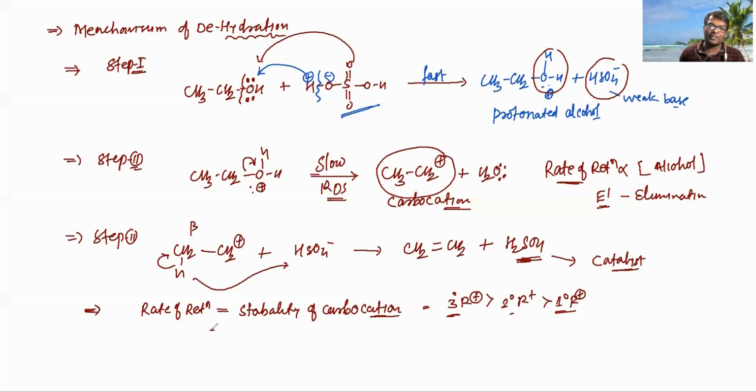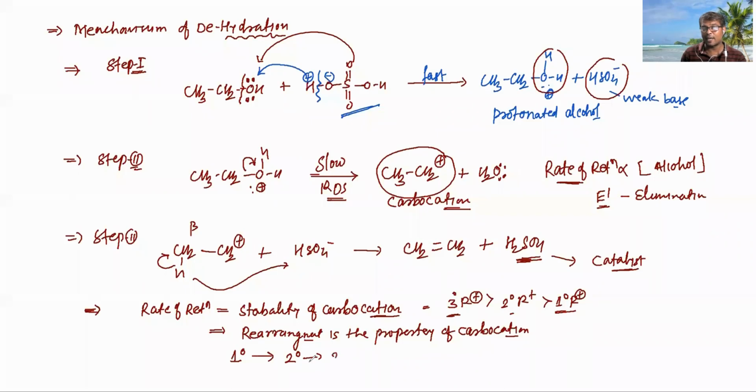Now the carbocation has a property of rearrangement. If any primary carbocation is there, it wants to convert into a secondary carbocation, and a secondary carbocation wants to convert into the stable tertiary carbocation. This is done by a 1,2 shift.